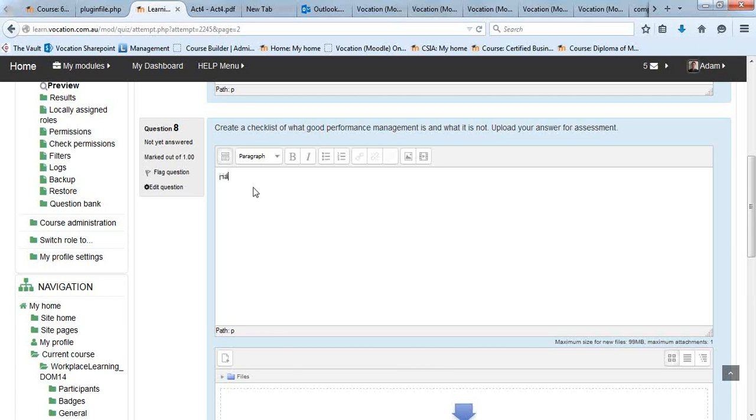How many would you like to see here? Create a checklist of what good performance management is and what it is not. I would probably like to see maybe six good qualities of performance management and maybe six not so good qualities of performance management.